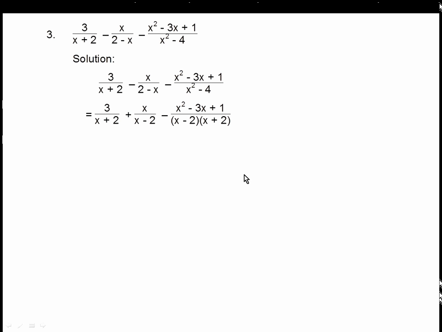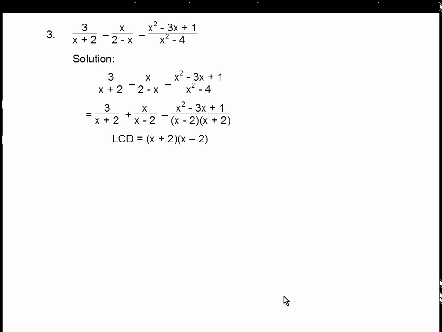So I've done everything that I need to do to figure out my common denominator. Remember, the LCD consists of all the different factors from the denominators that we see. I see x plus 2, I see x minus 2, and there they are again. So I don't need to repeat them. So my LCD is x plus 2 times x minus 2.